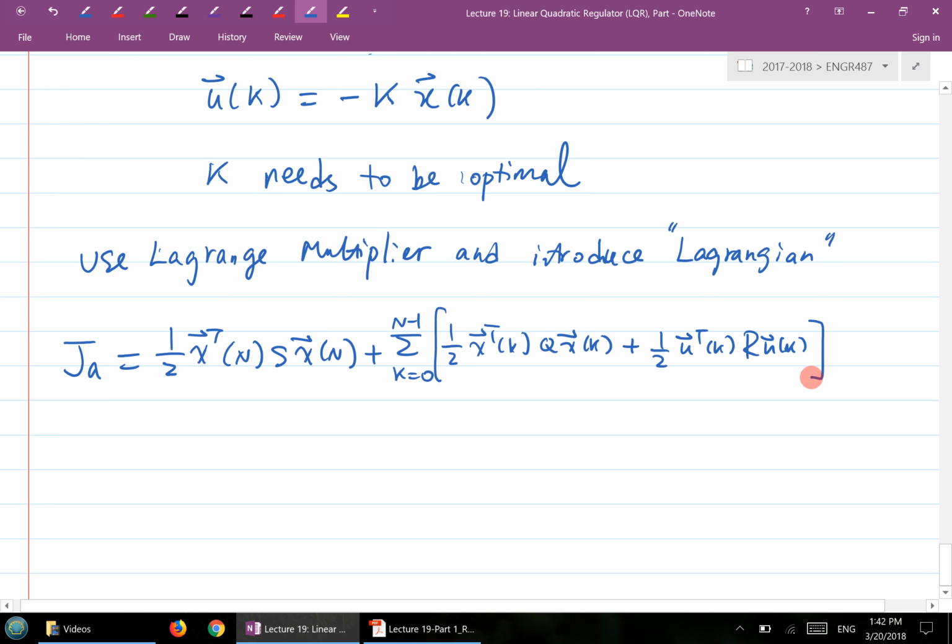Okay, this is the first part, right? It's like that, f of x, y, right? Okay, that's the function you're trying to minimize.